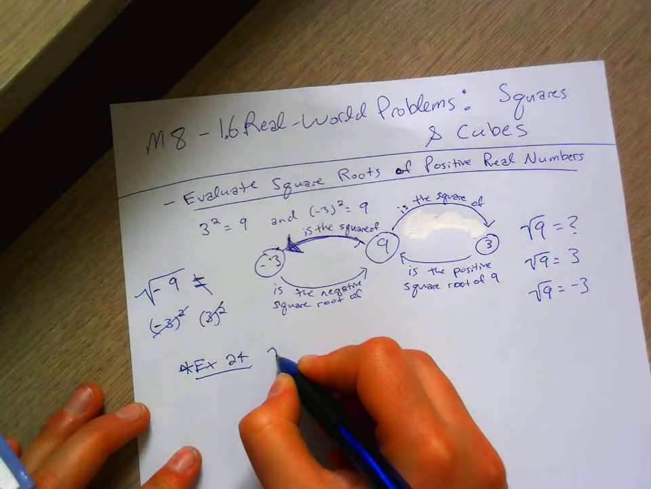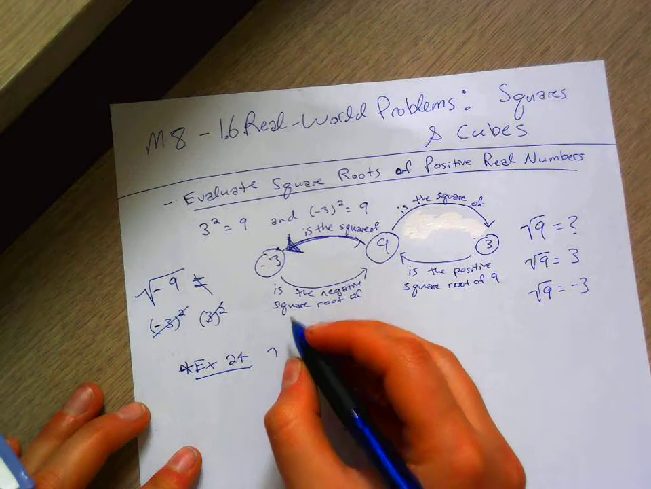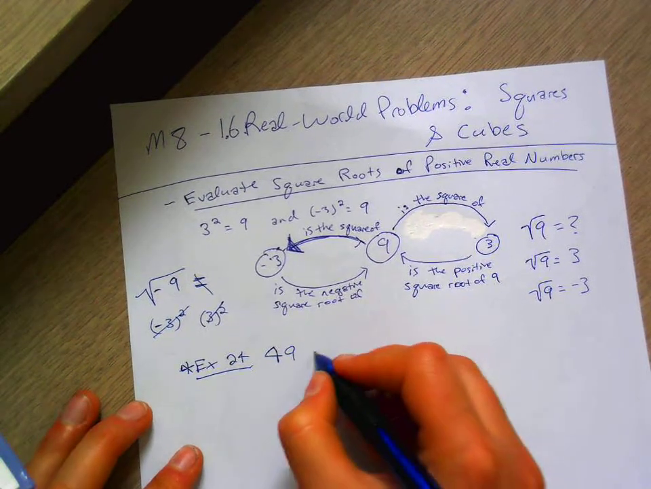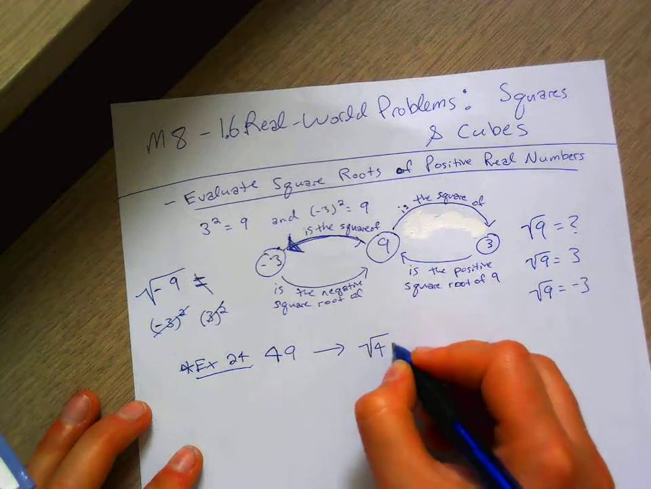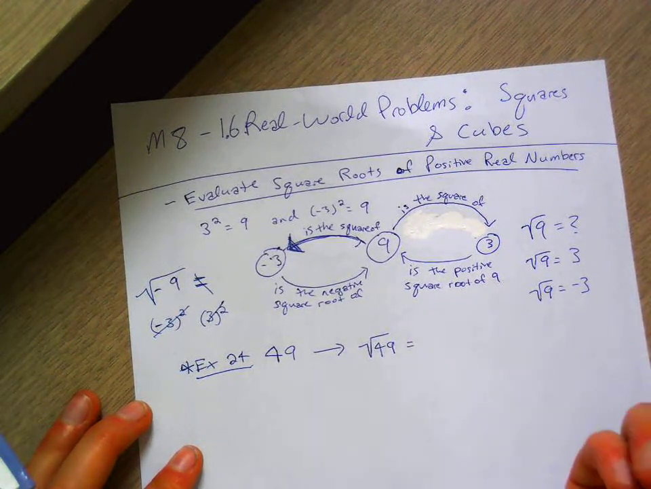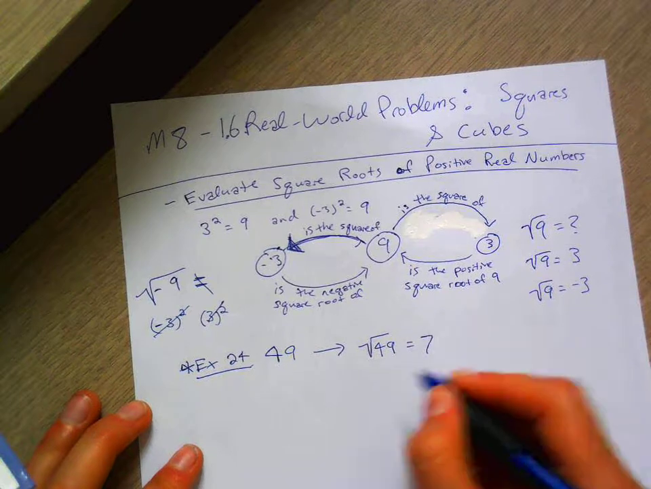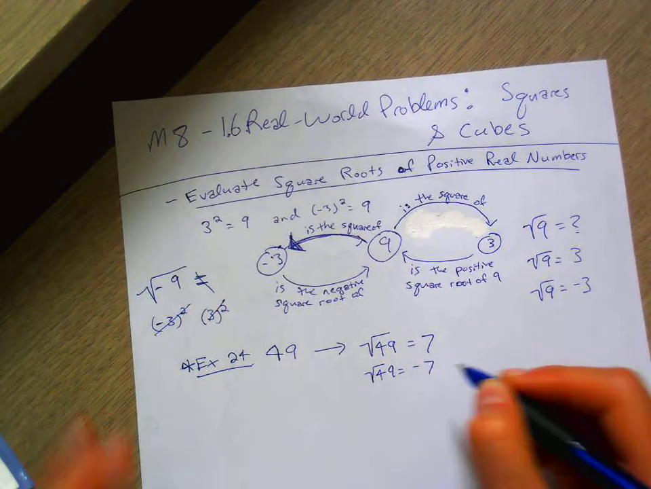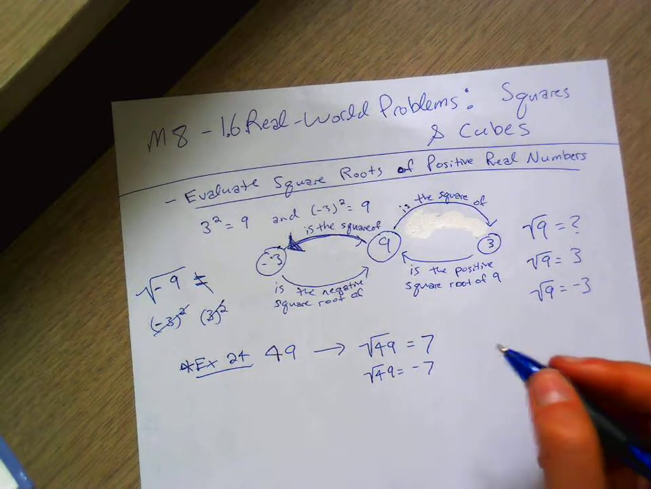Example 24. It says, find the square roots of 49. So the square root of 49 equals, let's find the positive square root, it equals 7. And the negative square root of 49 is negative 7. Pretty simple.